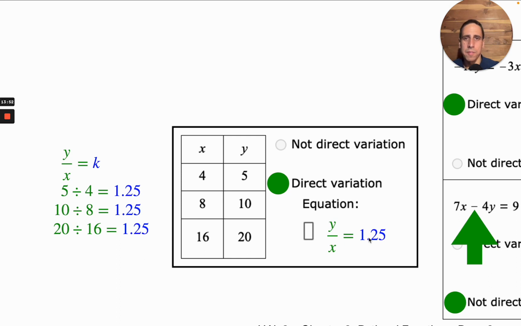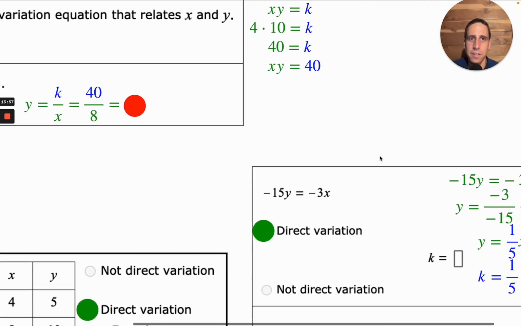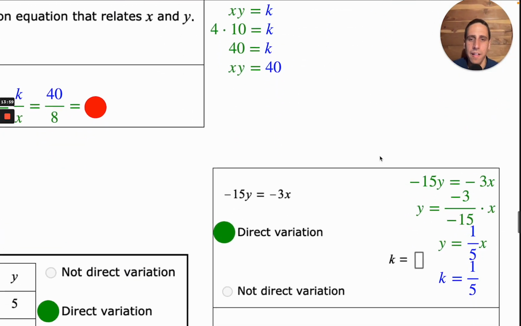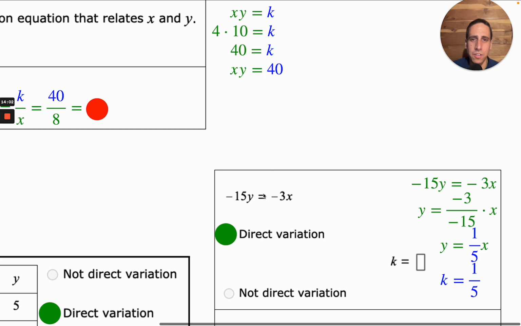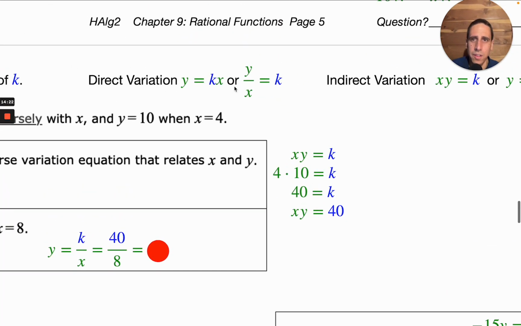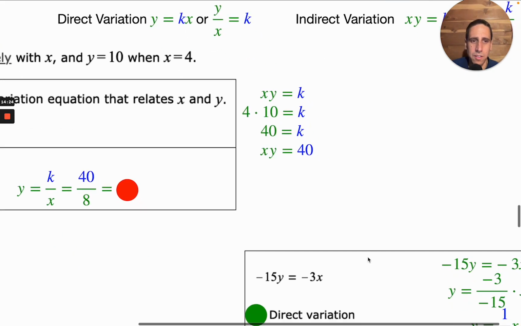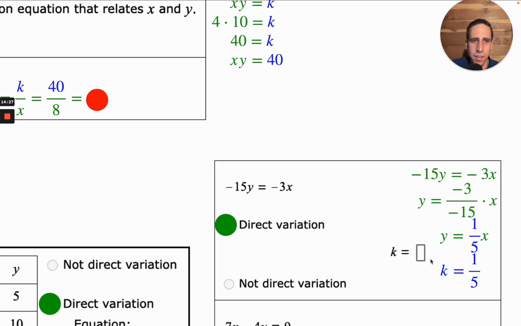If the k value were not the same all 3 times, then I would click not direct variation. Let's see here. I can rearrange this equation. Negative 15y is equal to negative 3x. Solving for y, I'm just going to divide both sides by negative 15. And this negative 3 over negative 15 turns into 1/5. Y equals 1/5 x. Yeah, it's direct variation. It's y equals a number times x. That's this equation right here, y equals kx. And what is the k value? Oh, k value is 1/5.